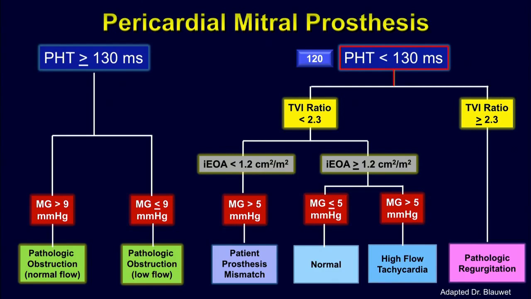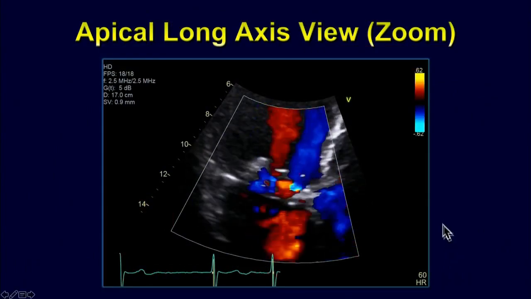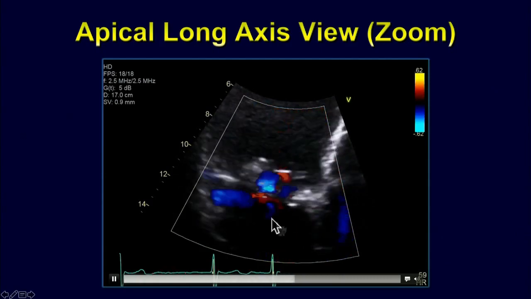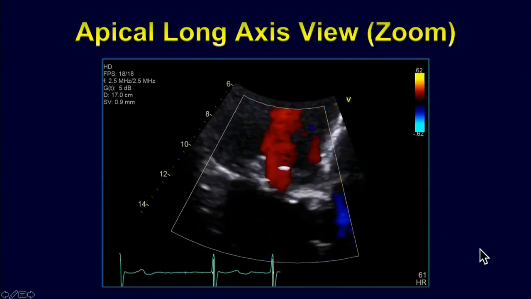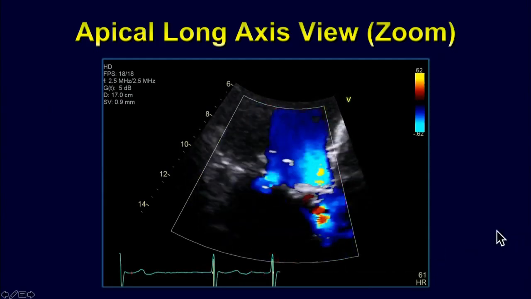Then the next thing we need to do is look at the TVI ratio. It's 3.1. This patient has pathologic regurgitation. Man, I didn't see that at all on the color Doppler. But when we look more closely, here again, this is the transthoracic. I zoomed. It's really hard to see. You might get a clue, but it's really hard to see significant mitral regurgitation.